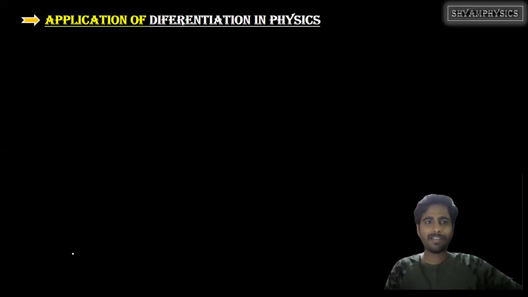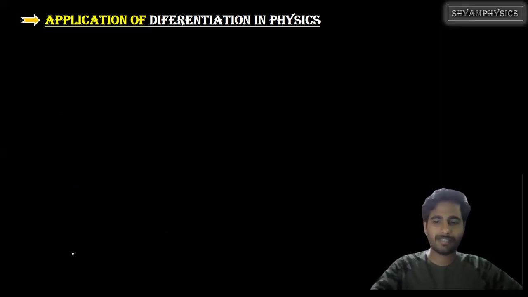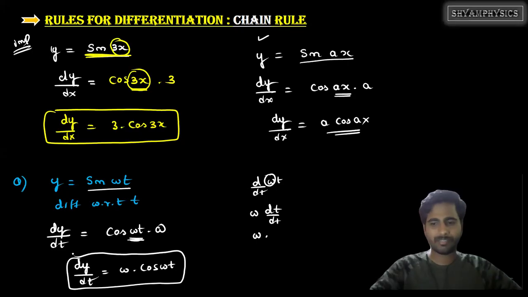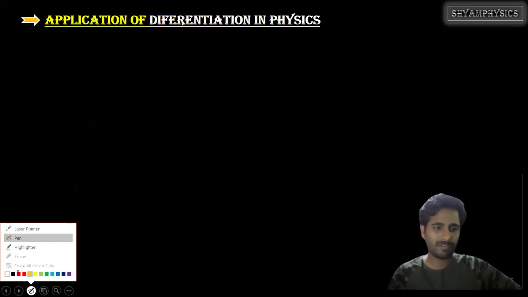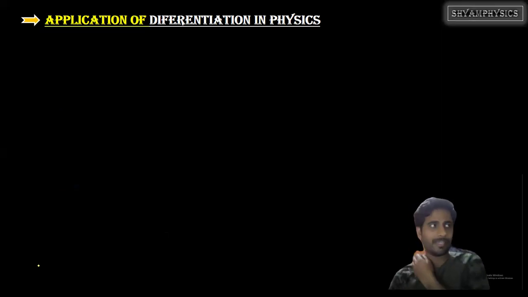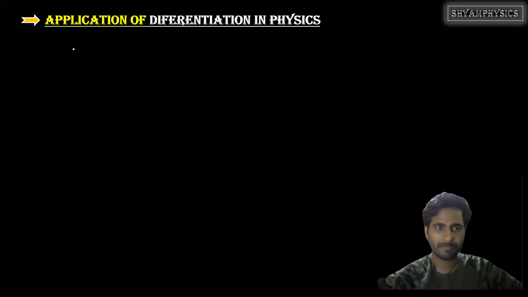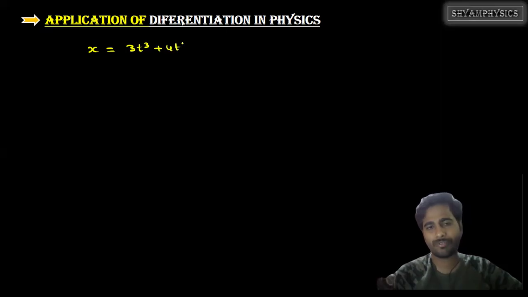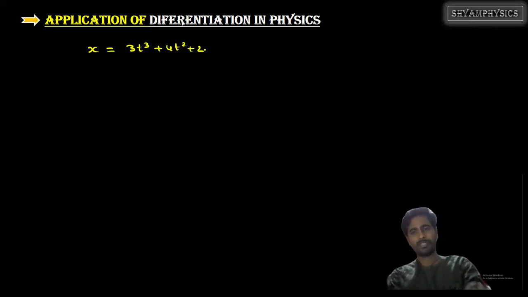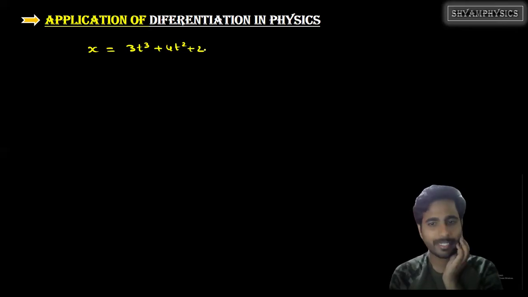Okay, now if I come to the point of application in physics, there are a lot of applications. For example, what you studied in your 9th standard, those questions only I will take, but in the format of a differential equation. For example, the distance traveled by a particle, we represent distance with x, is given by 3t cube plus 4t square plus 2. This is how a particle is covering distance.